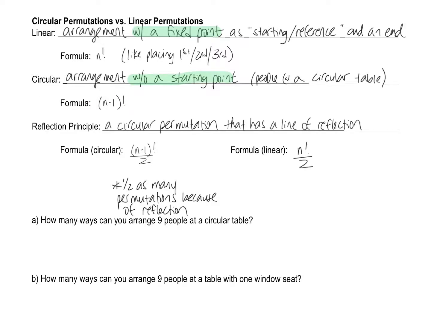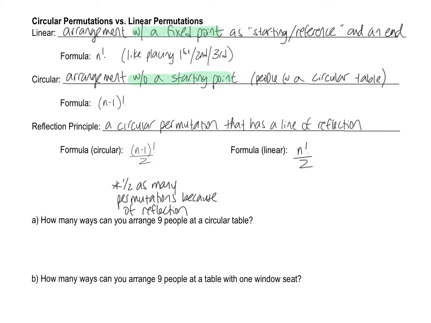So it's just a little bit different. We have this thing called the reflection principle also. You'll see that used in bracelet problems, which I'll get to in just a second. It's a circular permutation, so it's circular like this, but it has a line of reflection.